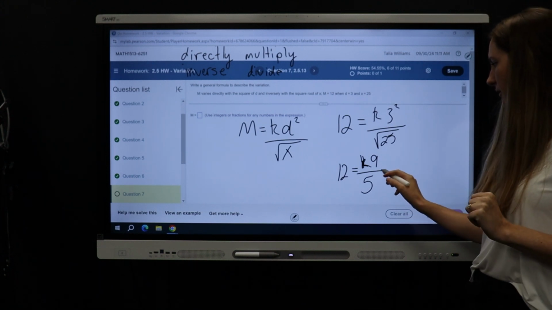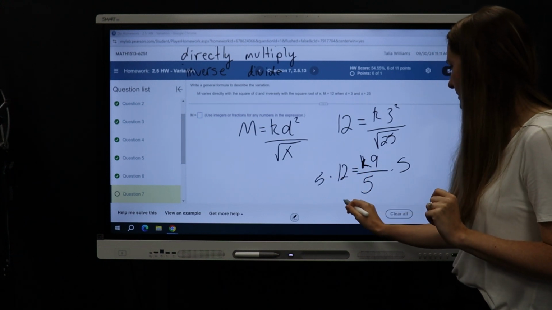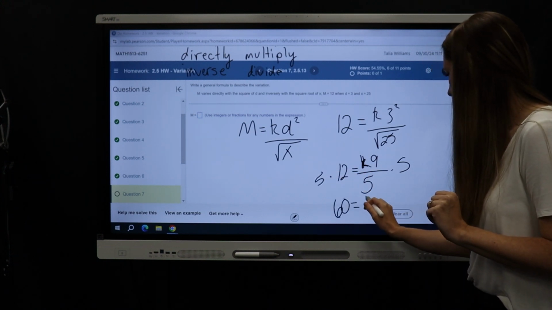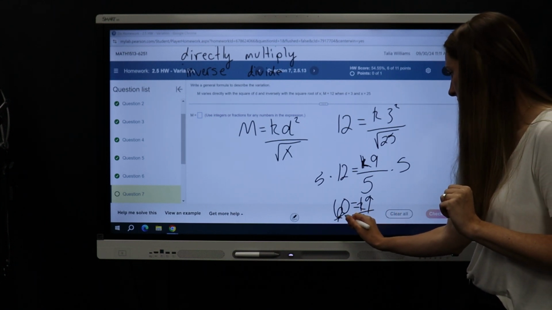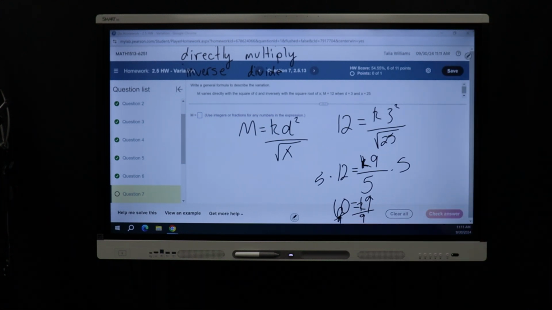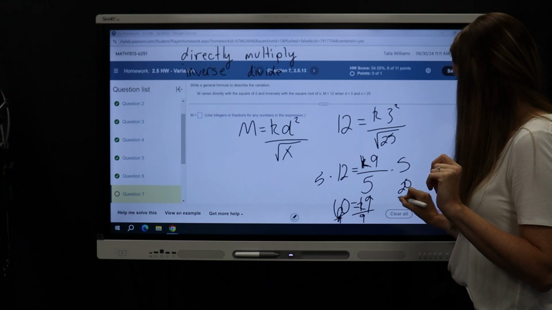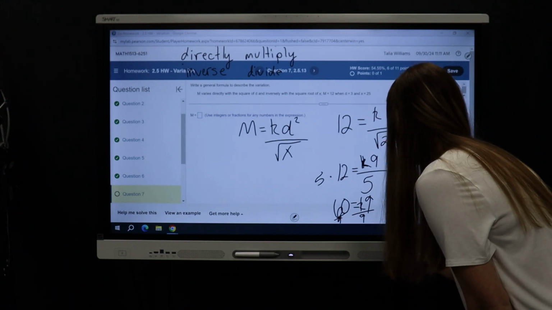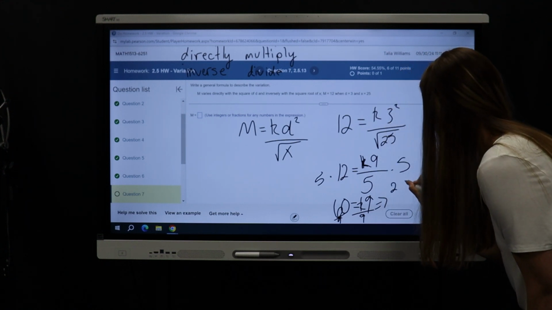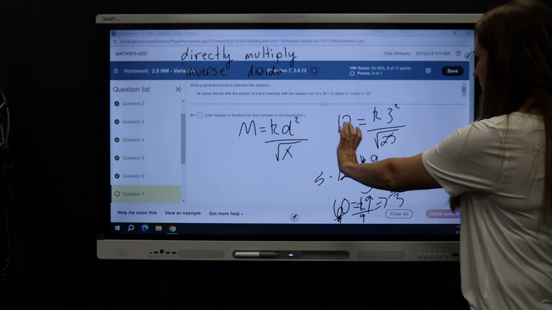Now, we're going to get our 5 off the bottom first, so the opposite of division is multiplication. 12 times 5 is 60, equals k times 9. We divide by our 9. It's ugly. 60 over 9, 3 goes into both of those. So 3 goes into 60 20 times, and 3 goes into 9 3 times. So 20 over 3 equals k. Then we're going to put this back in here.